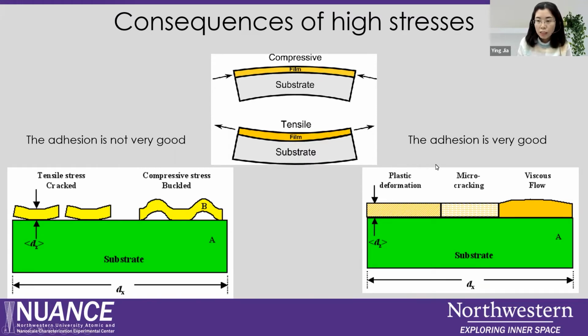But if the adhesion is very good, the force will be applied into the film because the film is much thinner. It will break the periodic lattice structure and cause plastic deformation in the film, or even some micro cracking. In some cases there is viscous flow, and you can get a non-uniform deposition. None of those cases are what you want to happen. That's why you should care about the film stress.